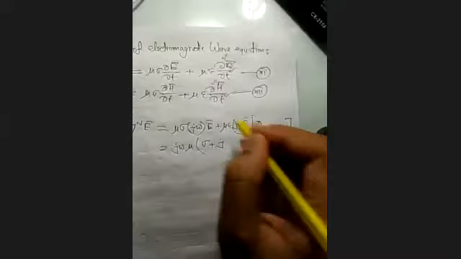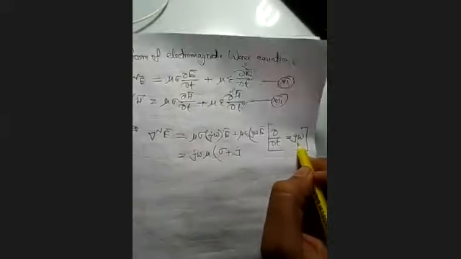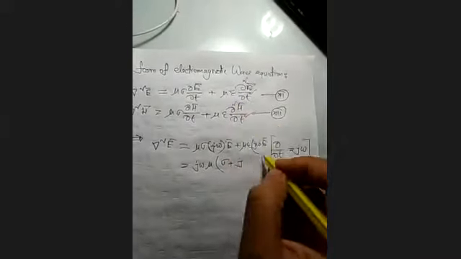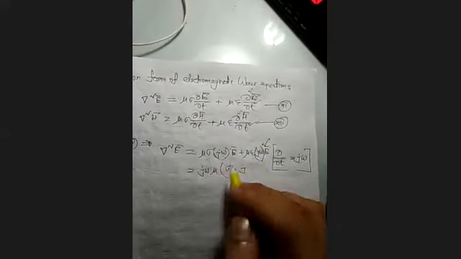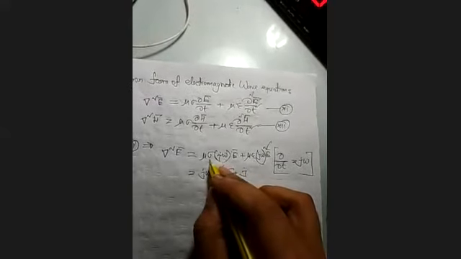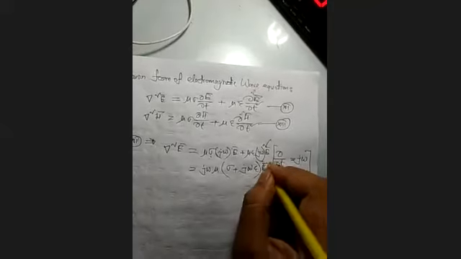Okay, so del by del t is j omega. Instead of del by del t, we write j omega here. It will be j omega square. Now if we make j omega mu common from both sides, in the first part it is mu sigma plus j omega epsilon into E. This E is also common.